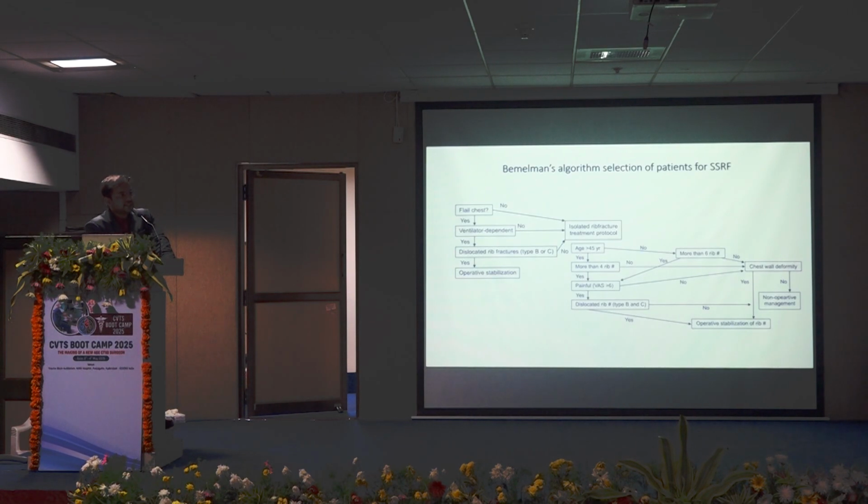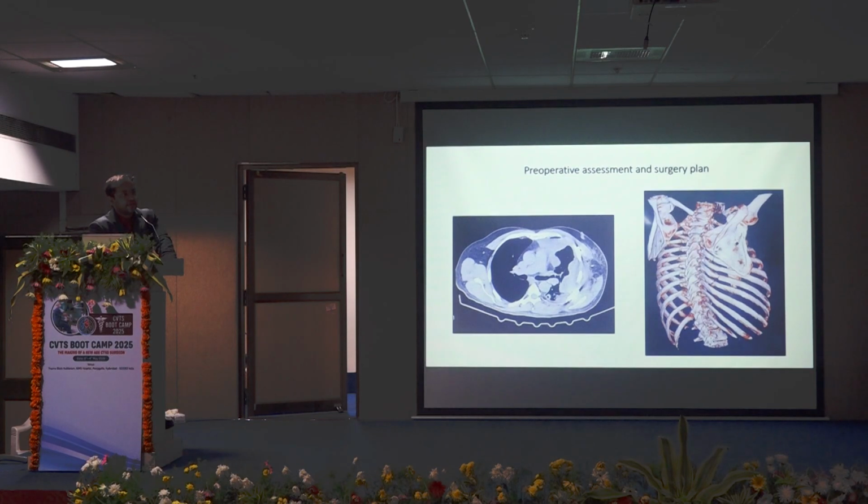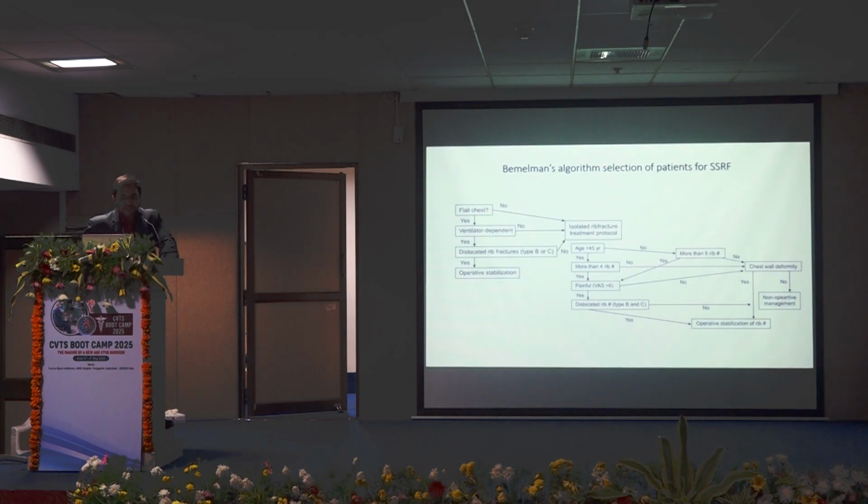Bemelman criteria: he is a trauma surgeon. He has worked on this surgical fixation for many years and has given criteria to fix the ribs. Flail chest, ventilator dependent patients, and severely displaced fractures of type B and type C. Type B and type C are clear-cut indications for surgical fixation.